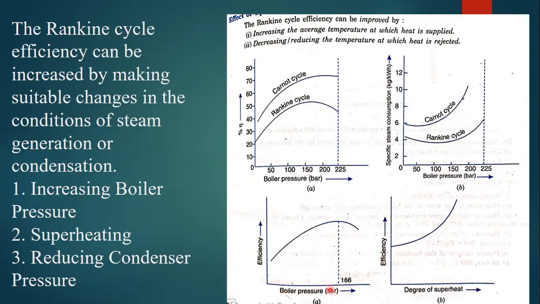So this is the boiler pressure, and this is the efficiency. Here we have the highest pressure, at 166 bar. The same diagram was shown here. At 166 bar, we are going to attain maximum efficiency for a particular boiler taken at certain conditions. And this is the degree of superheat. The efficiency is going to increase if the degree of superheat increases. If the degree of superheat increases, the efficiency is going to increase enormously.